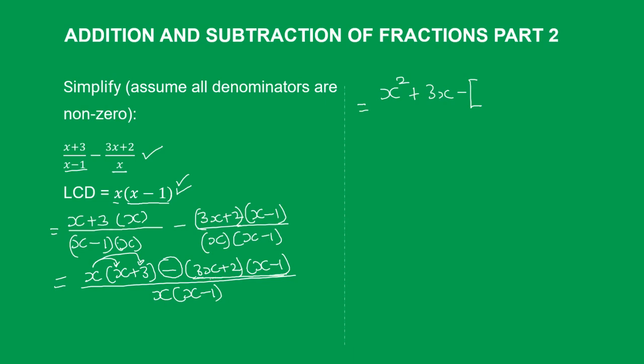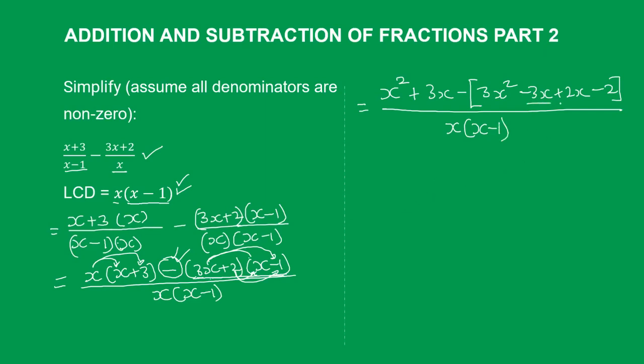So we say 3x times x, which is 3x squared. You see the minus is still outside the bracket. This minus is still outside the bracket. And then 3x times negative 1 is negative 3x. Then 2 times x is positive 2x. And 2 times negative 1 is negative 2, over x times x minus 1.